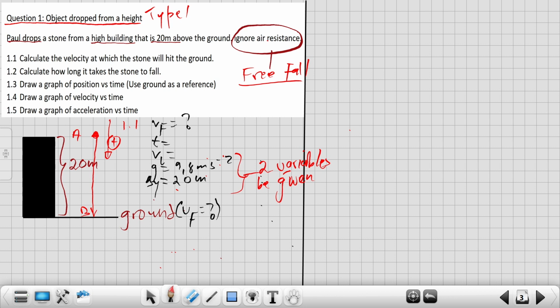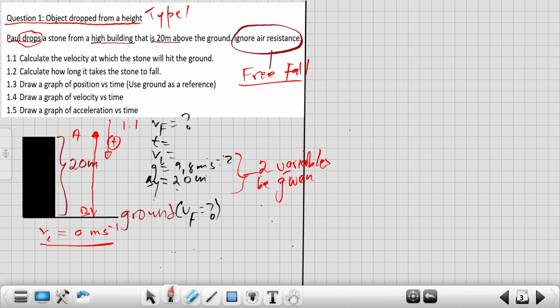Let me read the question again. That is where now I need to apply the physics principles. Applying physics principles is, what does this statement "drops" tell me? So the statement "drops" tells me that V initial is equal to 0 meters per second. If you do not apply these concepts of physics, you will not be able to calculate anything, because you will be having two or more unknown variables.